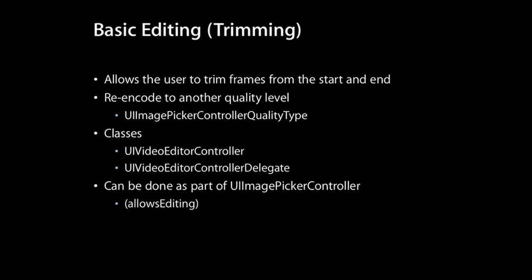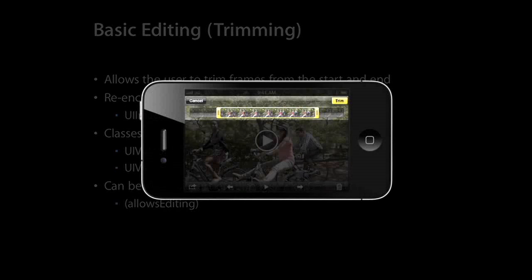The two classes here are UIVideoEditorController and the UIVideoEditorControllerDelegate. I'm not going to talk about the interface here in detail because it's very, very similar to the UIImagePickerController. Now, you can also do editing as part of your UIImagePickerController. There's a property on a UIImagePickerController, allowsEditing. Set that to true, and the user will be able to do trims. The interface is very simple for the user. A couple of controls that allow them to move where the beginning trim and end trim is, and a button to either accept or cancel.